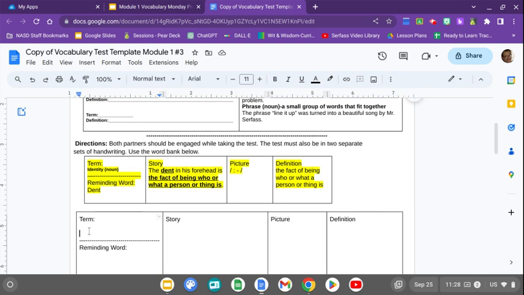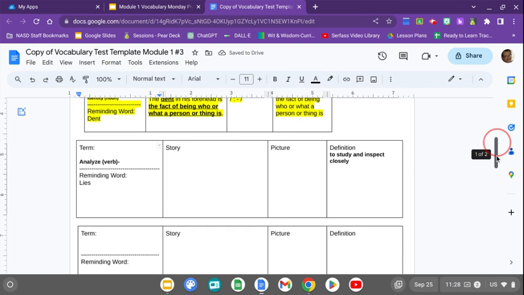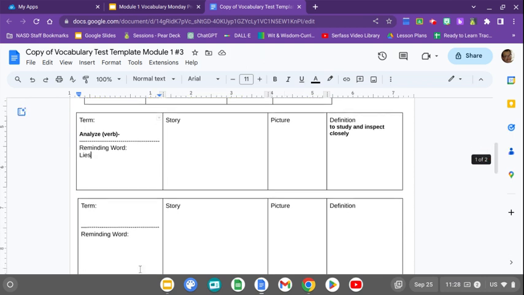All right, so there's our term. Boom. Put the definition over there where it says definition. And then what reminding word do I see? Well, I see the word lies, or I hear the word lies and analyze. So I'm going to use lies and to study and inspect closely. And the other word that we're going to do is hierarchy.